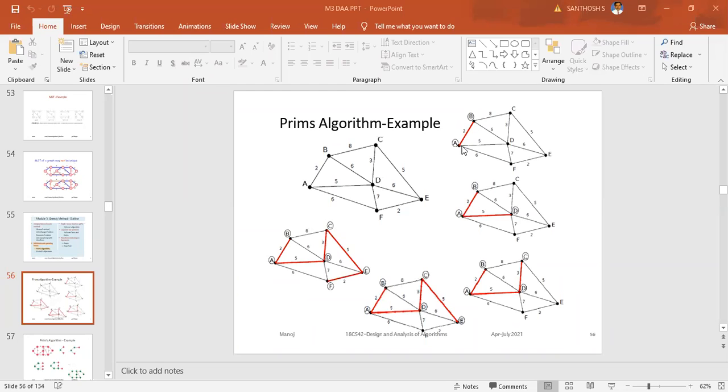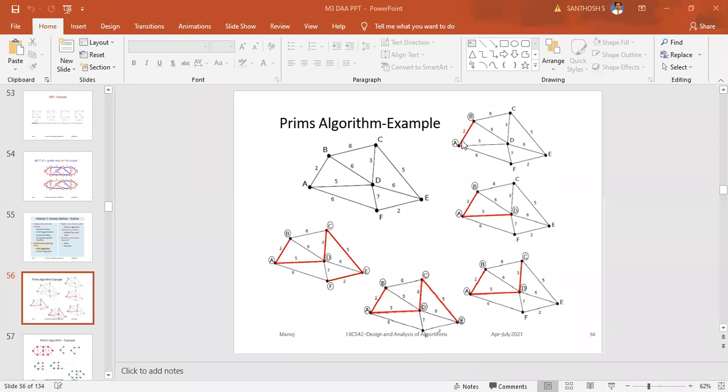Now you go with A. When you go with A, which edges do you have? A to B, A to D, A to F. So you have three paths: A to B, A to D, A to F. What are the values? 2, 5, 6. Which is the minimum one? The minimum one is A to B, but this path is already taken.